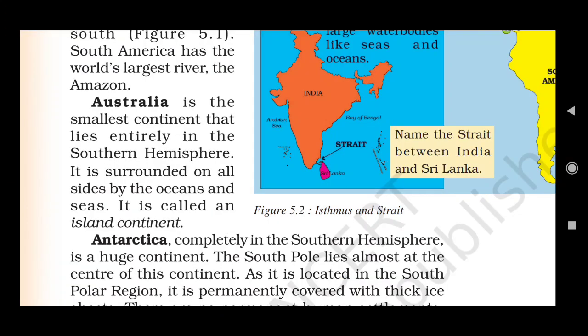Australia is the smallest continent that lies entirely in the southern hemisphere. It is surrounded on all sides by the oceans and seas. It is called the island continent.